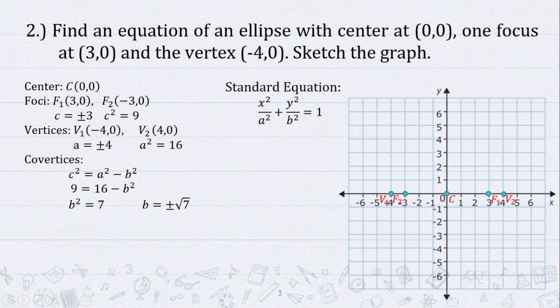which means that our b is positive or negative square root of 7, which is approximately 2.65 units. So from the center, we can plot our covertices by counting 2.65 units up and down. Therefore, our standard equation here is x squared all over 16 plus y squared over 7 is equal to 1. And this is how our graph looks like.